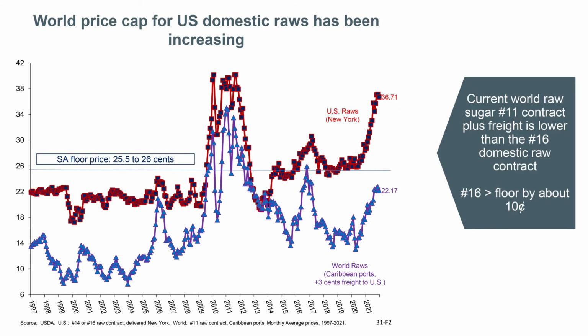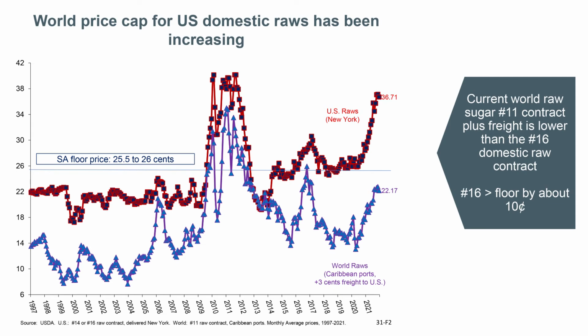All right, just talking about prices a little bit. The current world raw sugar price at number 11 contract. It's a global price for raw sugar. We add to that about 3 cents for transportation. That's that purple line there, running below the U.S. raw number 16 price at about 36 cents a pound.